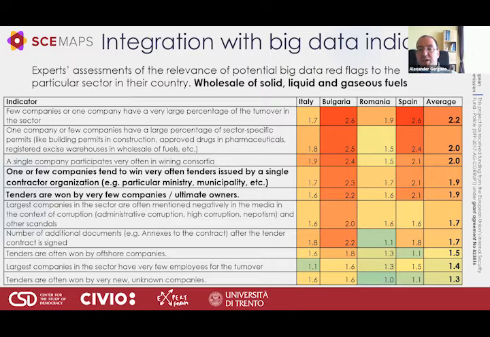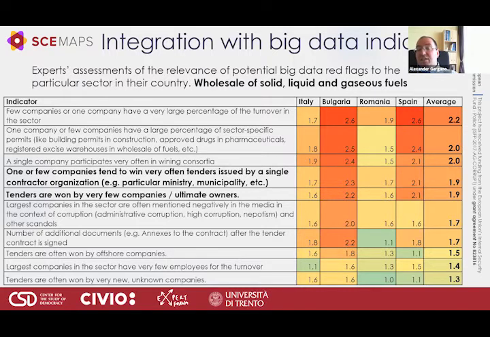The higher the number, the more relevant this red flag is. And these are big data red flags, which Todor will present in a moment. And I have outlined two of them. Tenders are won by very few companies, or ultimate owners rather. And one or few companies tend to win very often tenders issued by a single contracting organization. So according to the experts, these red flags are quite indicative for state capture influences.